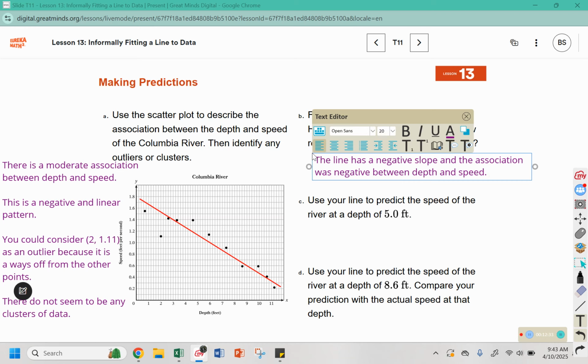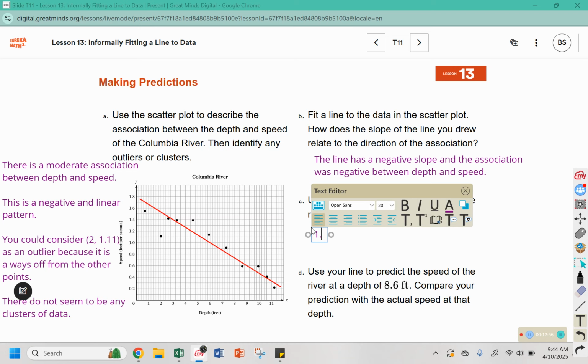Use your line to predict the speed of the river at the depth of 5 feet. So we went to 5 here. We could say that the speed is around 1.1. Again, this is just an approximation based on our line. And that was measured in feet per second.